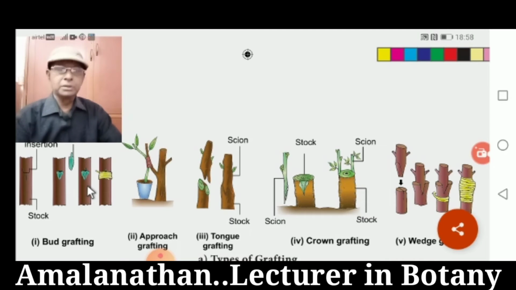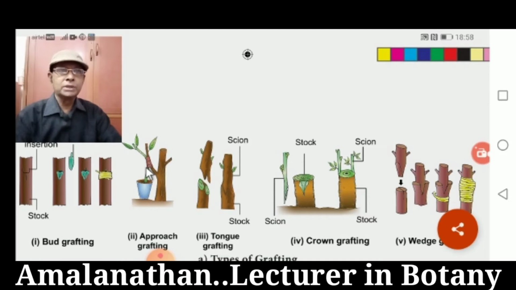The second method is approach grafting. In approach grafting, both stalk and scion are having the same diameter and they are rooted in the soil. This is also rooted in the soil of the pot, and the scion is rooted in the soil. Both are rooted in the soil. But at the same time, care should be taken. Both stalk and scion are having the same thickness, same diameter.